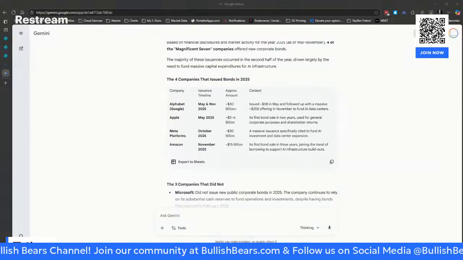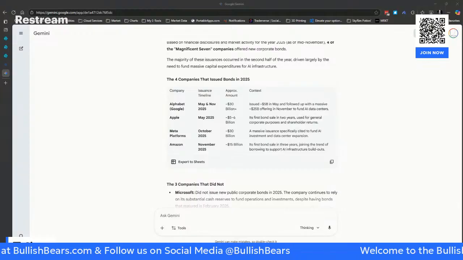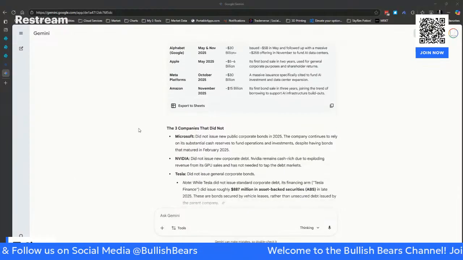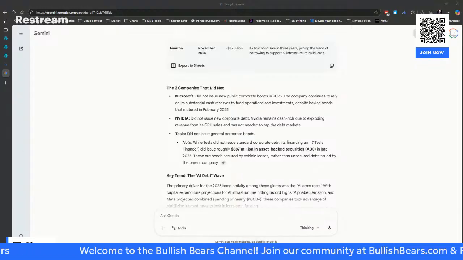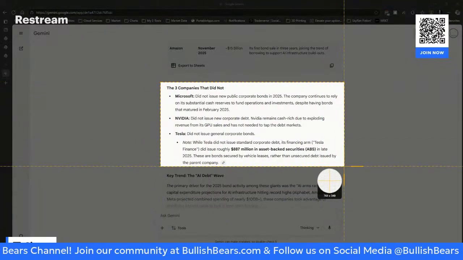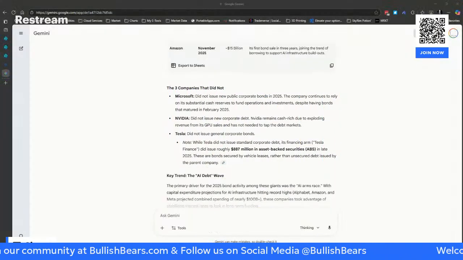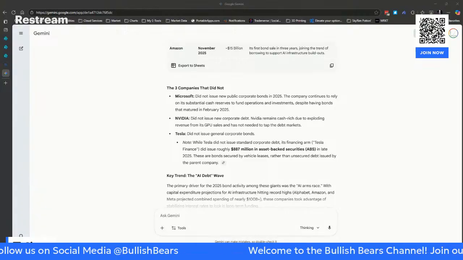Four companies that issued bonds in 2025 out of the Mag 7. These are the four that did issue bonds. These are the three that did not issue bonds. And of course, one of them you already know is Nvidia. Nvidia didn't need to offer any bonds.